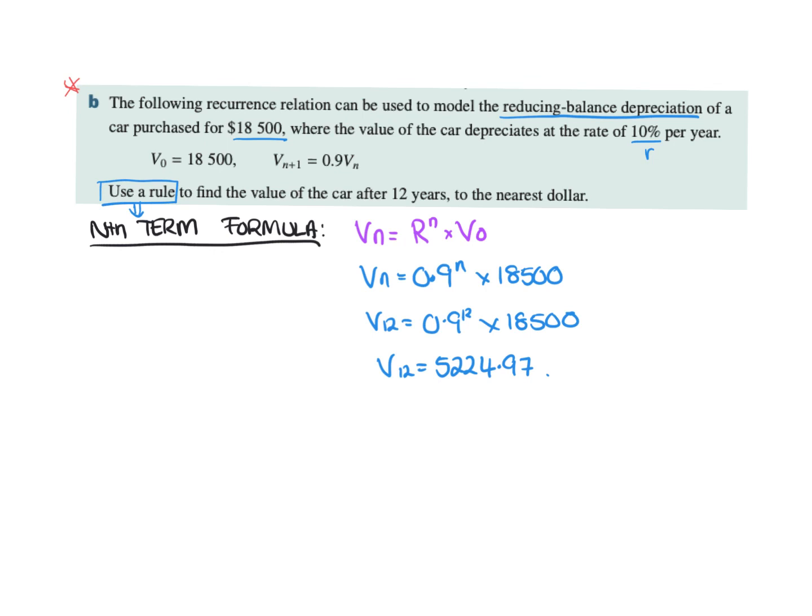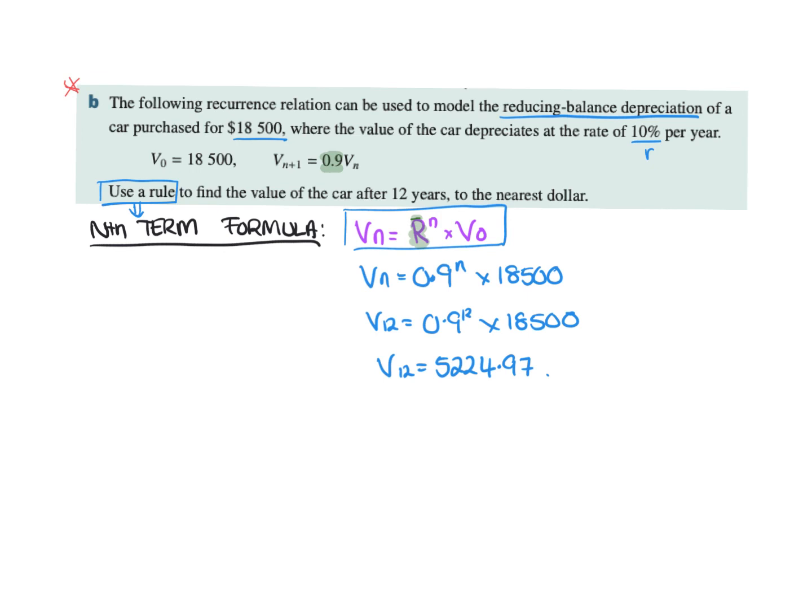So if you look at reducing balance depreciation and you look for the nth term formula, this is what you've got, this template here. Now you don't have to calculate R as such if you look at it, because you can see it up here in the question. So you can see R is 0.9.